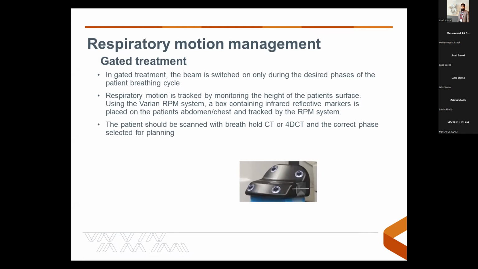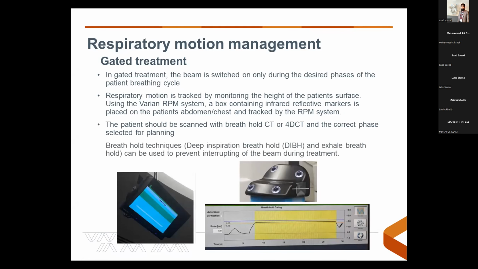For breath hold, so deep inspiration breath hold and exhale breath hold techniques, we scan the patient with that breath hold, and then we will plan the treatment with that breath hold, and then we'll deliver it that way. So for example, this is a patient breathing trace where they're breathing normally, and then they deep breathe in and then hold their breath, and the treatment will commence here. And if they accidentally breathe out in the middle or cough or something, then the treatment will terminate.